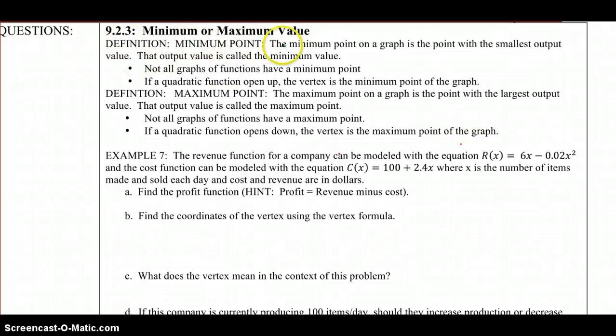9.2.3, minimum or maximum value. So a minimum point on a graph is the point with the smallest output value, and that output value is called the minimum value. Now, not all graphs of functions have a minimum point.